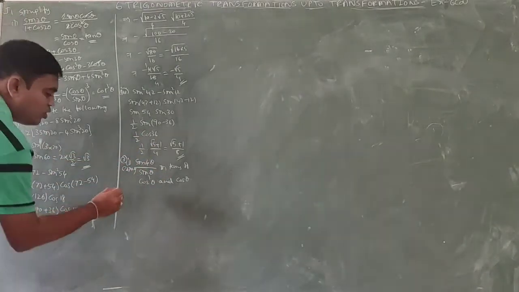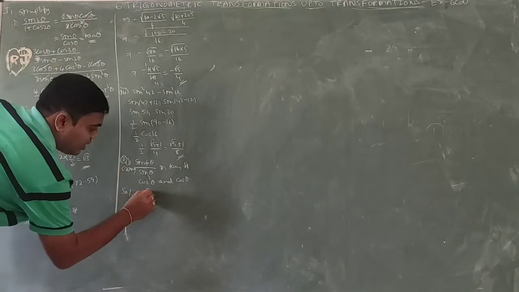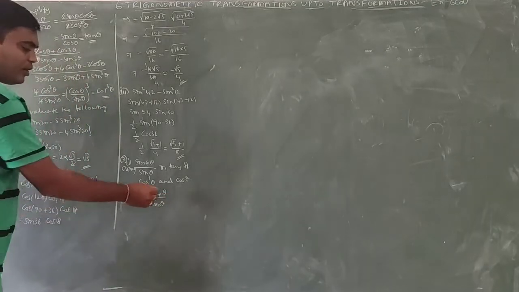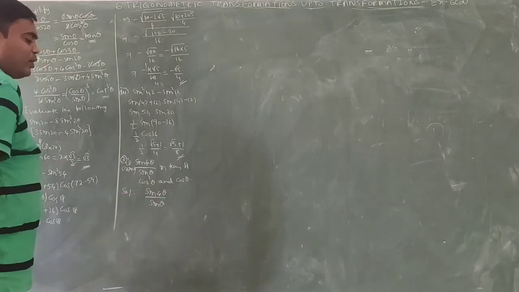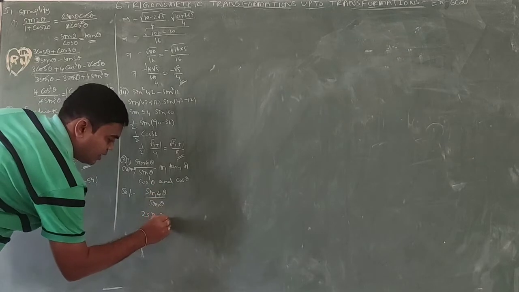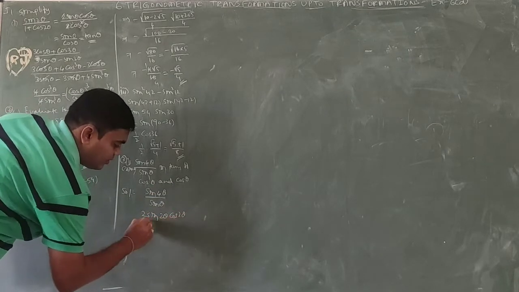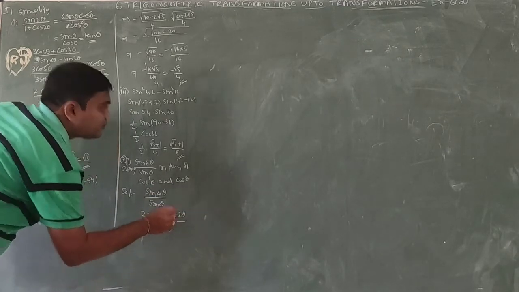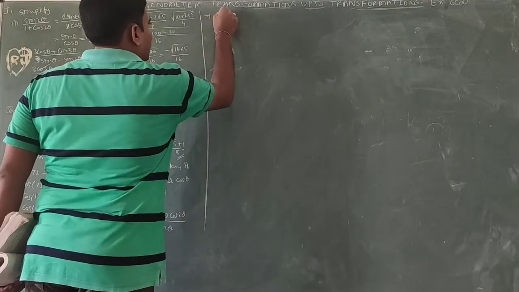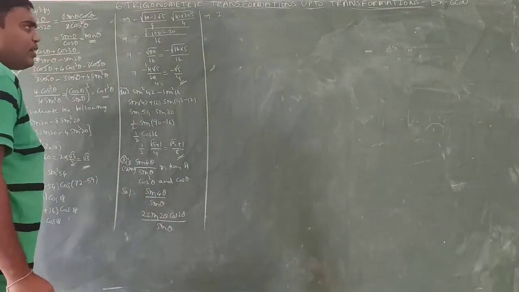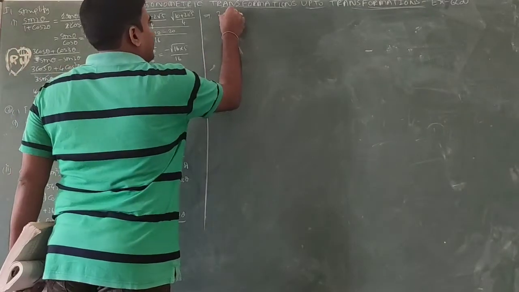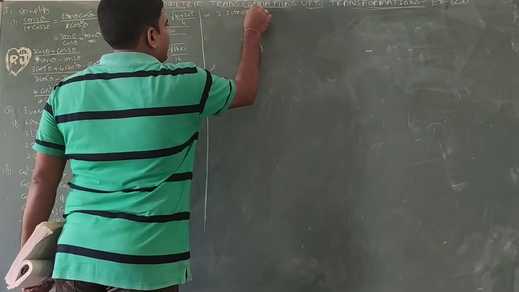So first, the solution. Sin 4 theta by sin theta. I want to write this using the sin 2A formula: 2 sin 2 theta cos 2 theta by sin theta. Next, again using the sin 2A formula, 2 sin theta cos theta.